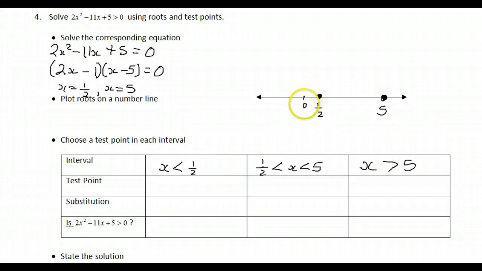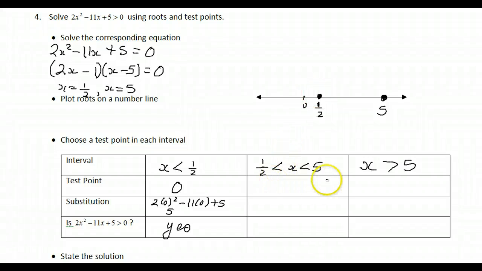Okay, so x is less than 1/2. Well, 0 makes a very good test point. So I'm going to choose 0 as the test point. I'm going to substitute that into the equation, and I'm going to see if it makes 2x squared minus 11x plus 5 greater than 0. Okay, so we're going to go 2 times 0 squared minus 11 times 0 plus 5, which gives us 5. Is 5 greater than 0? Yes, it is. So then things are true if x is less than 1/2.